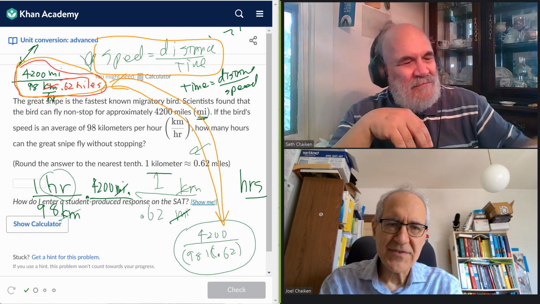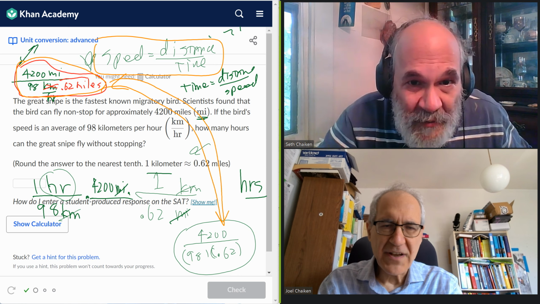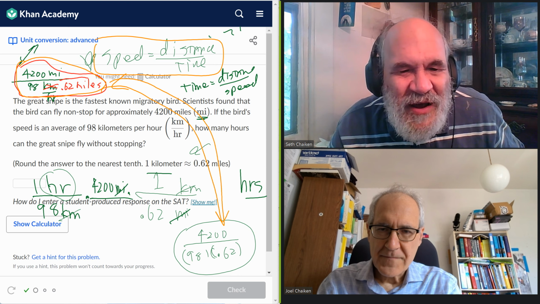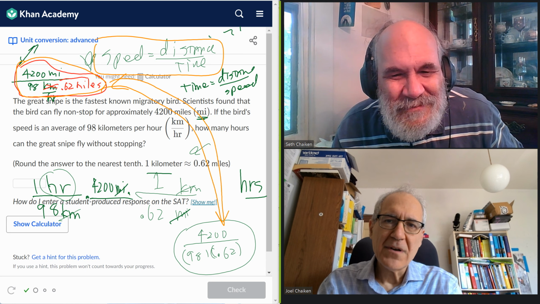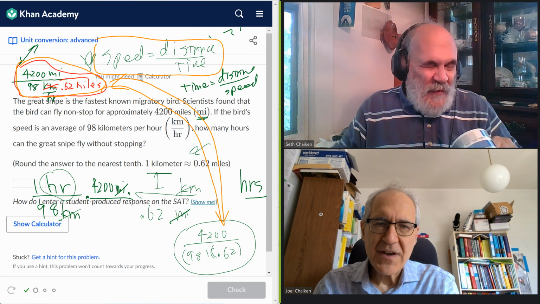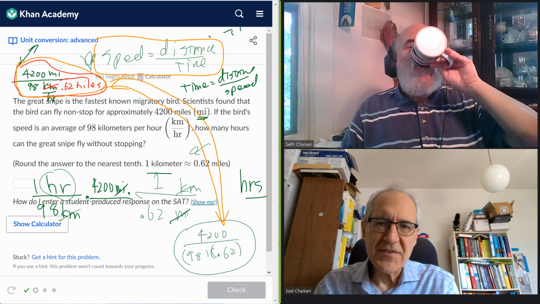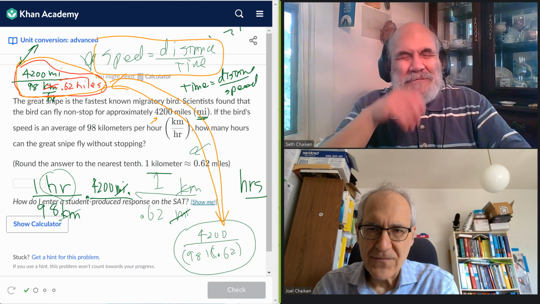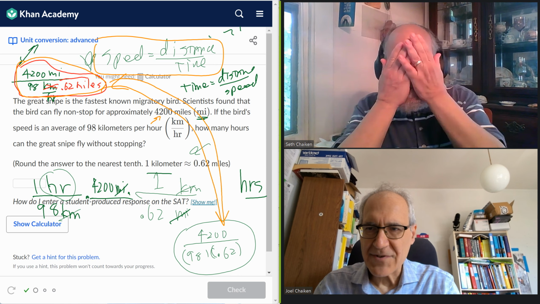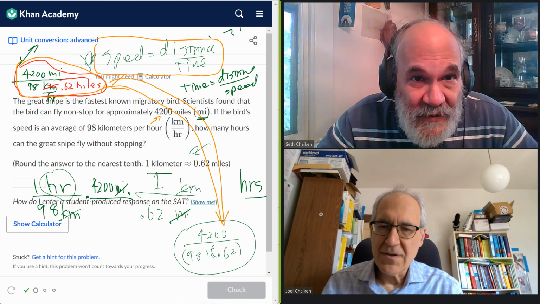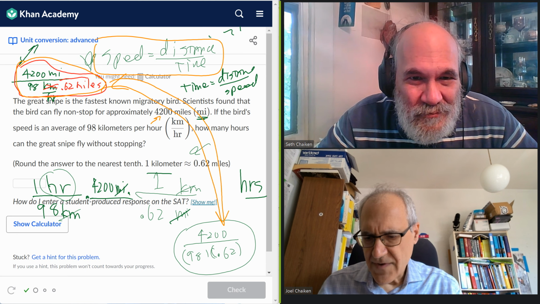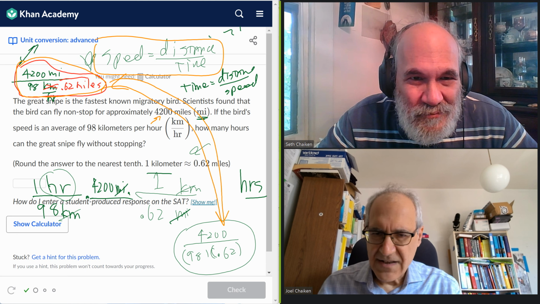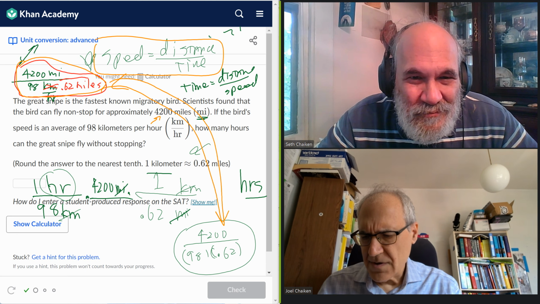Speed is distance over time. And then you just ask, how many hours does it fly? Well, if it's 100 miles an hour, it would be about 42 hours, right? So the answer is going to be roughly about 42 hours, but then we have to use the calculator. So, the calculator is 4,200 divided by 98, and then divided by 0.62.